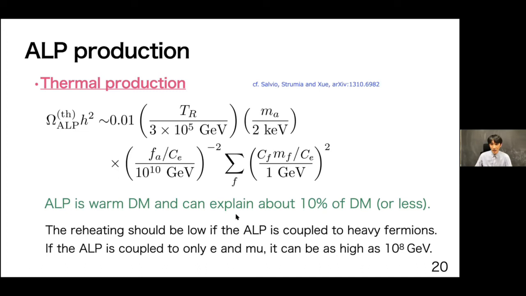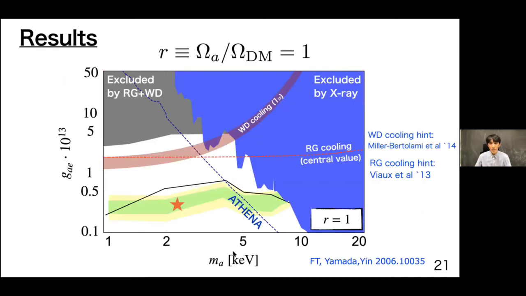So if the axion is coupled to heavy fermions like top quark or bottom quark, then in order to satisfy the warm dark matter bound, the reheating temperature cannot be very high. It should be as low as, say, the weak scale or so. On the other hand, if the axionic particle is coupled to only electron and muon, then the reheating temperature can be as high as 10^8 GeV without running afoul of this warm dark matter bound. So in this case, for the reheating temperature between 10^6 GeV and 10^8 GeV, you can explain all dark matter by the axionic particle produced by the misalignment mechanism. So this is our result.